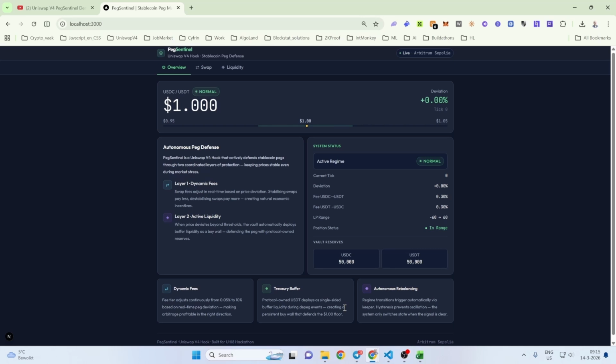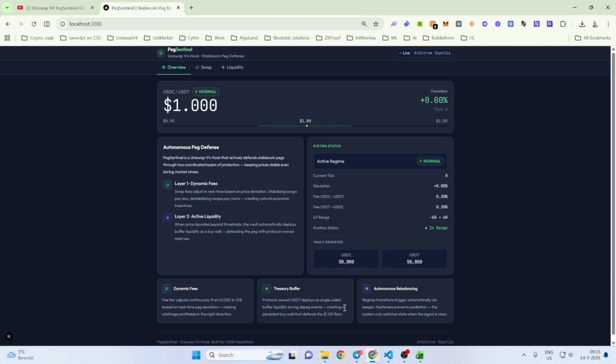PegSentinel is a research concept for stablecoins that offers two layers of protection. The first layer is dynamic fees. When the stablecoin price deviates from its peg, swap fees automatically increase. This makes it more expensive to push the price further off peg and incentivizes arbitrageurs to restore it.